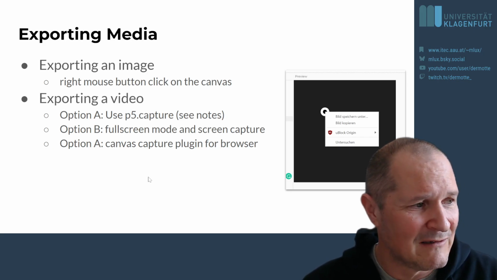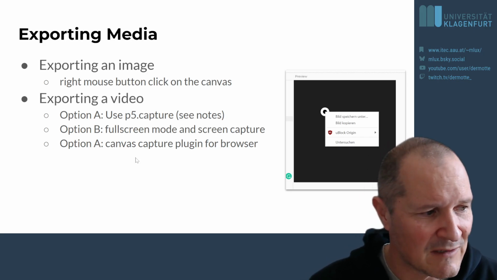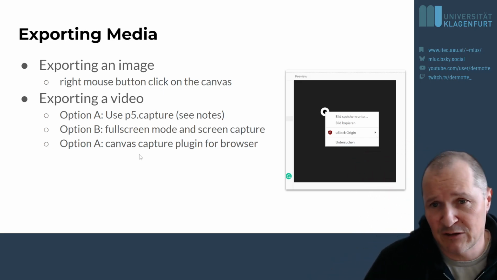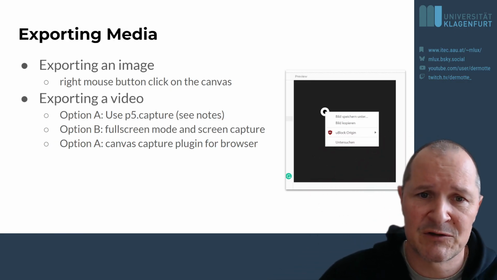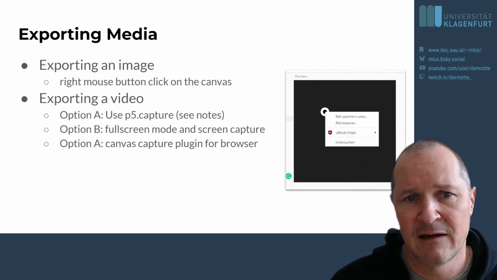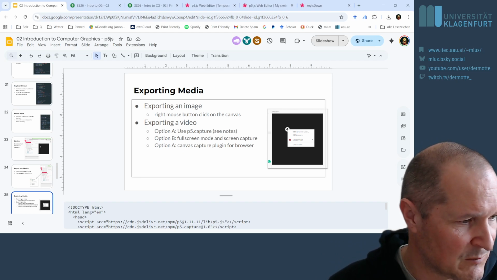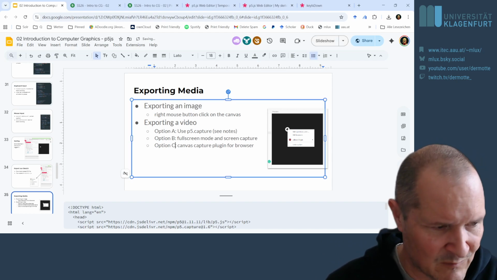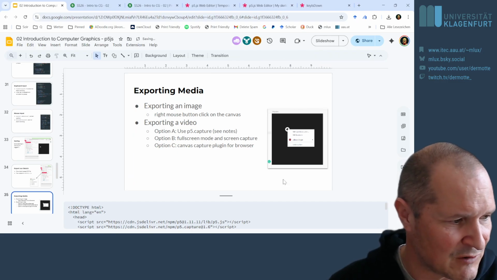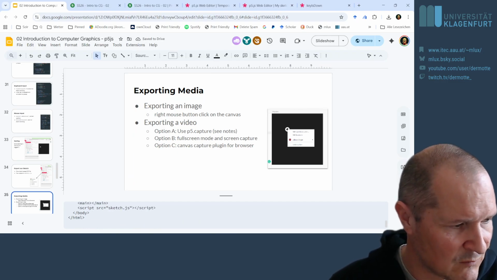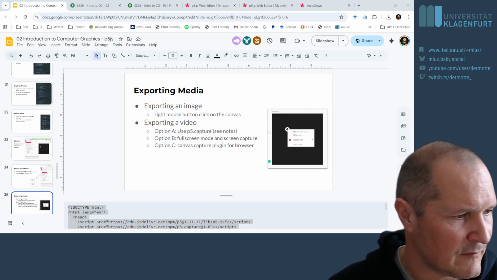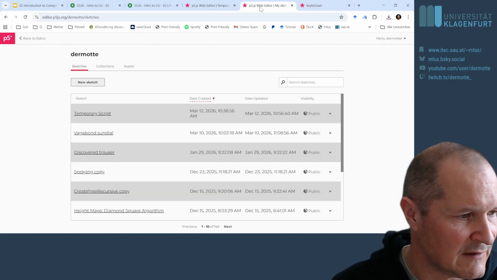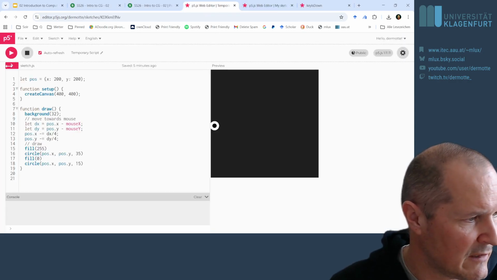Okay, what you can do for exporting media is you can use P5 capture. That's actually pretty cool. Or you can go to full screen mode and do a screen capture, or you can use a plugin. Option A, option B, option C. The plugin is basically the worst option. P5 capture is actually pretty cool. So what you can do is, I'll just do that here. Where's the web editor? Just do that here.